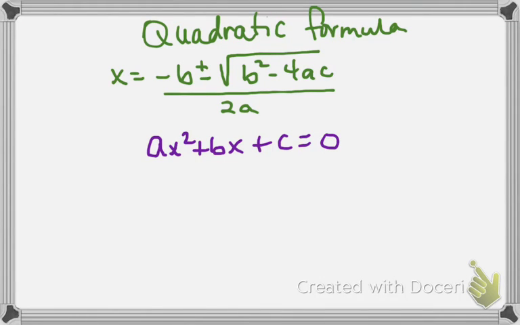Alright, we're going to do a problem with the quadratic formula. We're going to try to find the factors or the roots. Actually, we're going to find the roots by using the quadratic formula. The quadratic formula will be, or usually is, on a formula chart. We have minus b plus or minus the square root of b squared minus 4ac, divided by 2a.